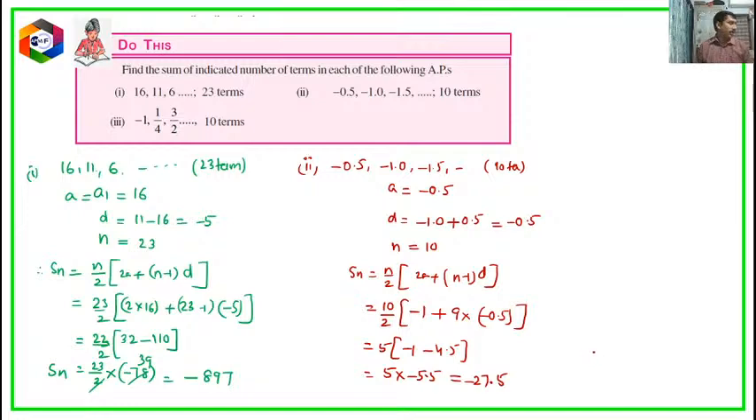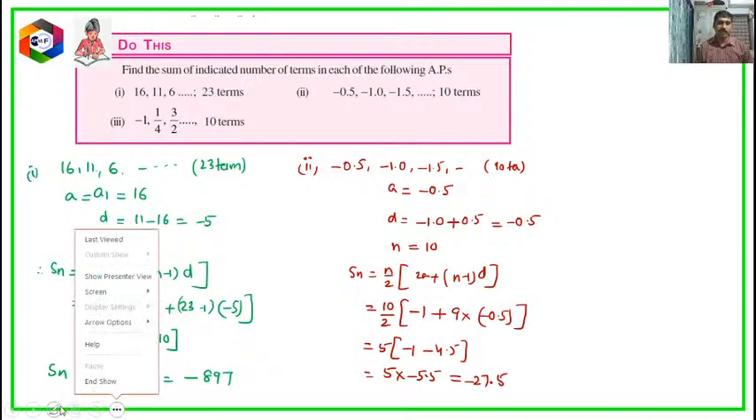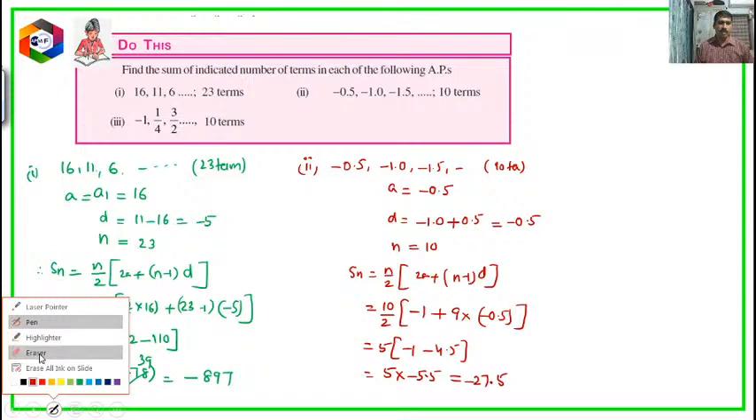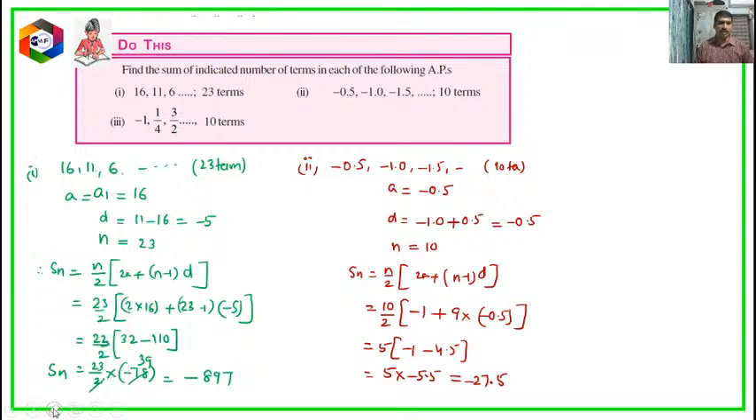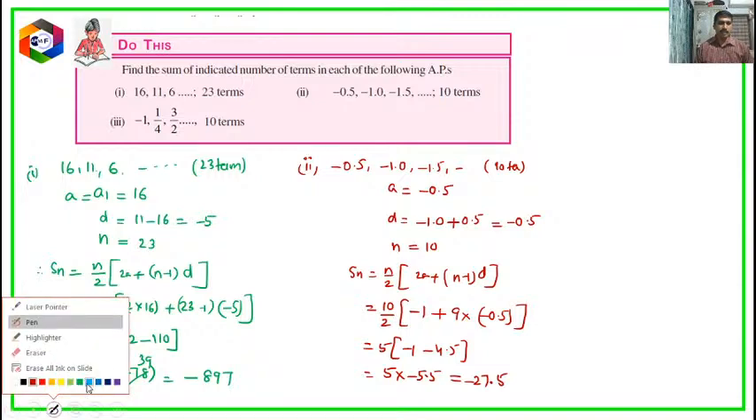Yes, okay, so this is the answer, and we have one more question left and we will finish it, and with that we will stop today's session. Quickly I will explain, and it is the same method again. The only thing is we have to identify the value of A and the value of D. So observe, children, here it is.